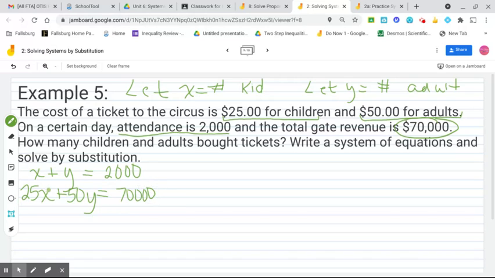Again, x plus y equals 2,000 is how many people attended. Kid tickets plus adult tickets totaled 2,000 tickets in all. And then we have $25 per each kid ticket. So x represents the number of kid tickets. And we're adding $50 per adult ticket. So 50 times y represents adults, and it equals 70,000.